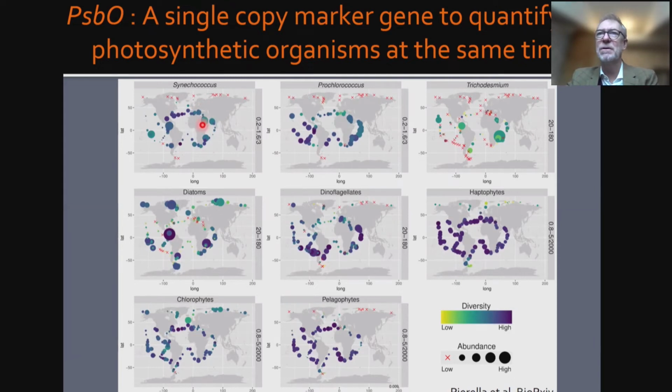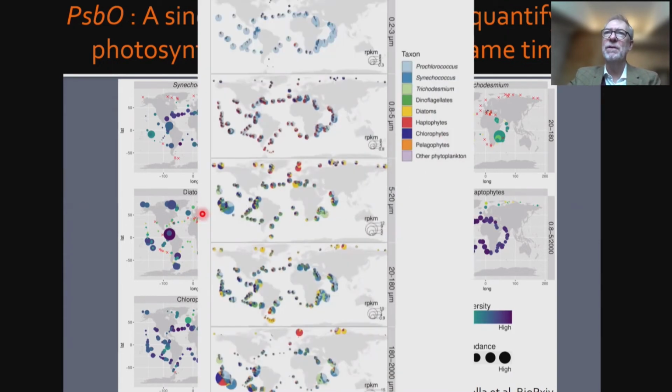So this is Synechococcus, Prochlorococcus, the prokaryotic groups. We see they're principally dominant in the lower latitudes, is where they're most abundant, whereas the larger organisms, eukaryotic organisms like diatoms, tend to be more prevalent in higher latitudes like in the Arctic, as you see here. We can also take this analysis one step further and see how these different kinds of photosynthetic organisms separate out by size.